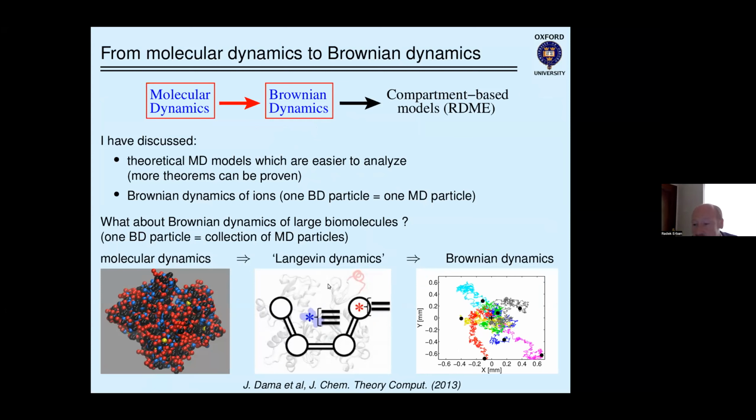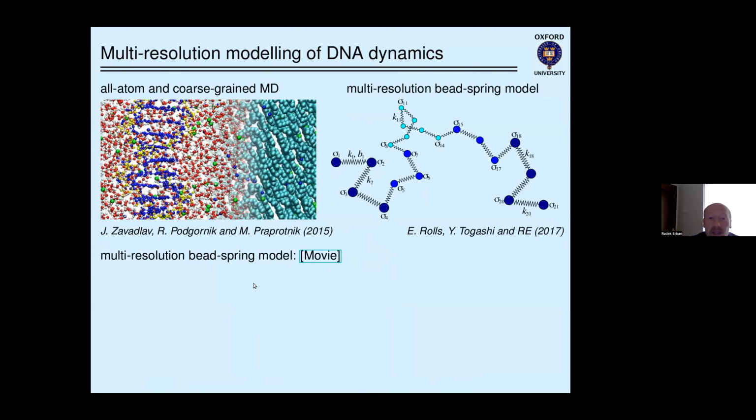And in the last couple of slides, what I discussed is that there are some nice theoretical models which you can use to analyze such schemes. I discussed Brownian dynamics of ions, and one Brownian dynamics particle coupled with molecular dynamics particles, but we're also currently working on Brownian dynamics of large biomolecules, where we don't coarse-grain the biomolecule as one particle, but as multiple particles connected by various springs. So that gives you maybe some idea.